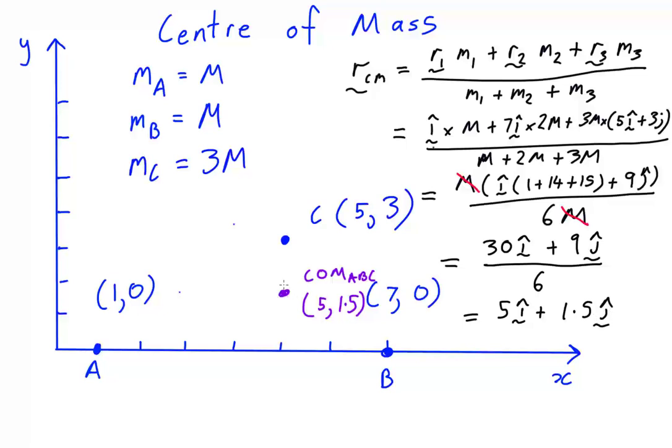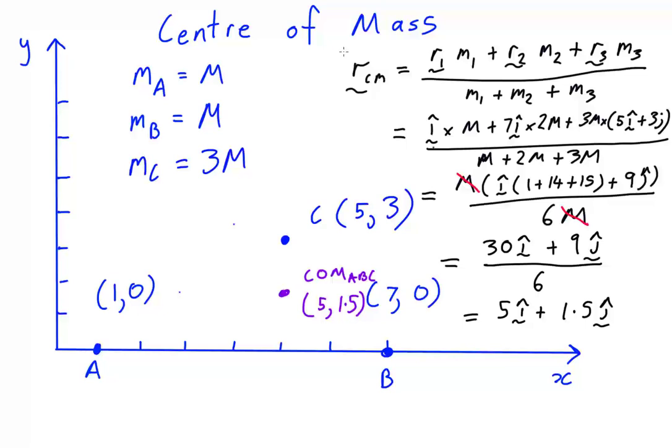As we can see, it is central to all the points, but it's closest to C because C is the heaviest. Now, just note that the center of mass is a position and it has units of meters, not kilograms. So even though it's got mass in its name, it's actually not a mass, it's a position.